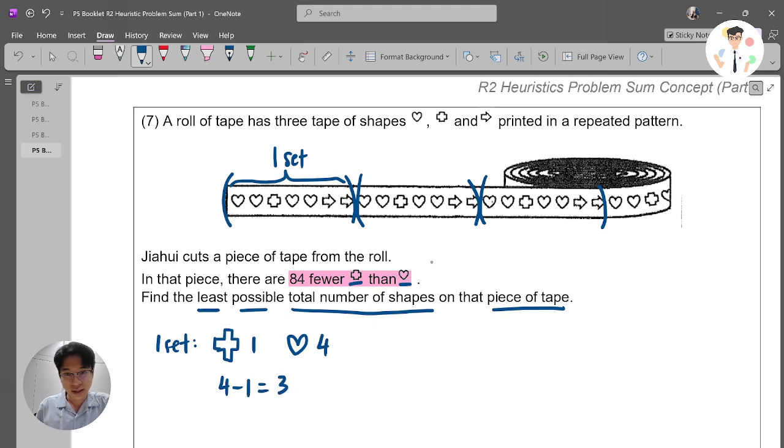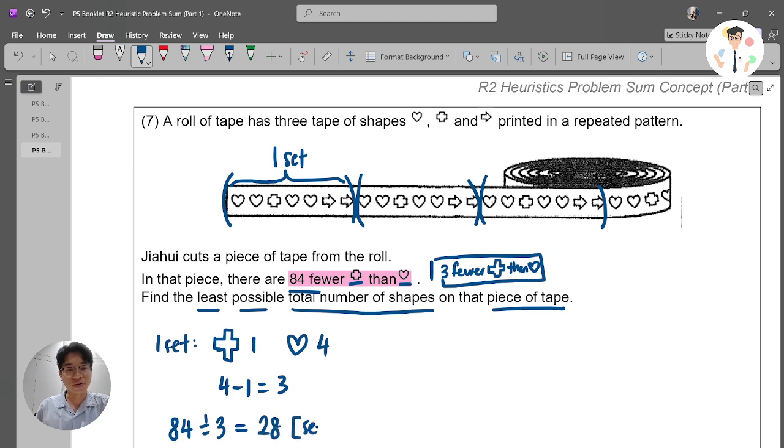Which is actually the statement of 3 fewer cross than heart shape. Now, in that piece, there are 84. In just one set alone, there is 3. So what should I do to find out how many sets I have here? Very good, which is 84 divided by 3. And you get 28 sets.